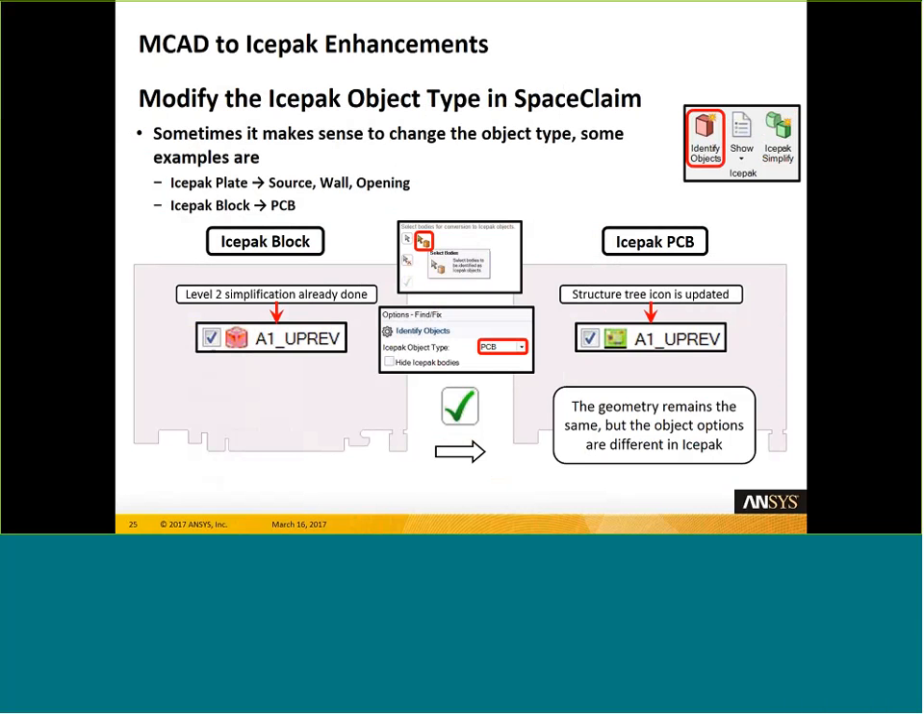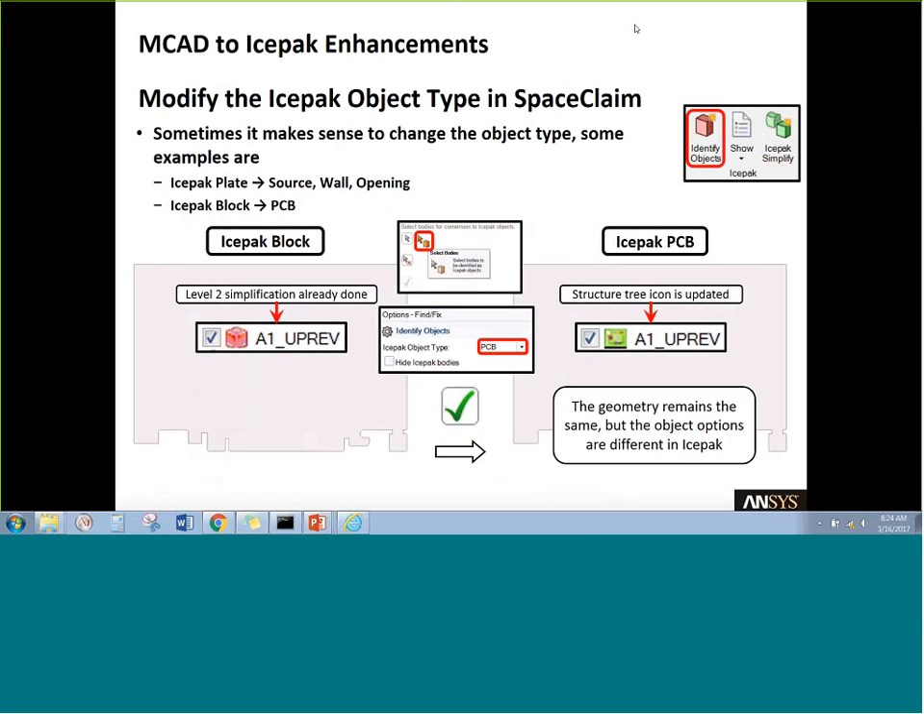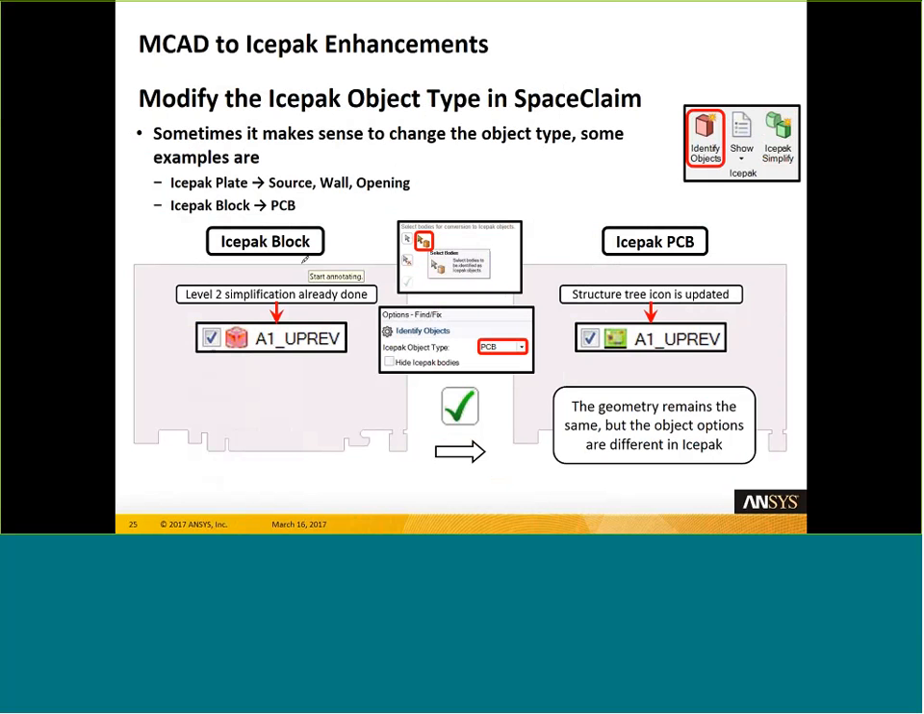In SpaceClaim, you can also modify the IcePack object type, and sometimes you would want to do this. So sometimes it makes sense to change the object type before you pull it into IcePack. So you may start with a printed circuit board, and you would simplify that, maybe at a level 2, and create an IcePack block, a polygonal IcePack block.